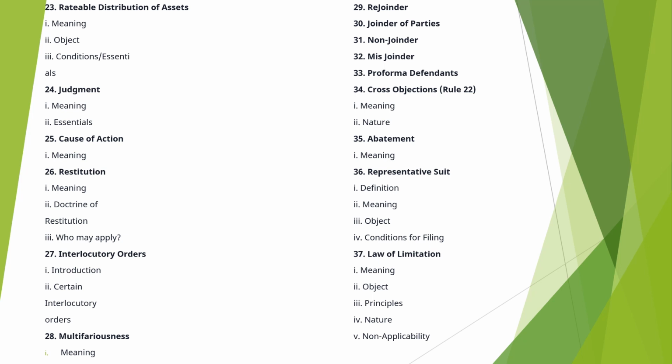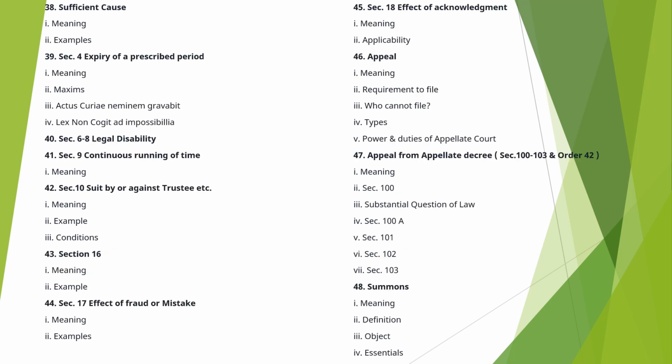Another topic is law of limitation. We will see meaning, objects, principles, nature, non-applicability. Other topic is sufficient cause. We will see meaning, examples. Another one is Section 4, expiry of a prescribed period. We will see meaning, maxims. Two maxims are also there: actus curiae neminem gravabit, and the other one is lex non cogit ad impossibilia.